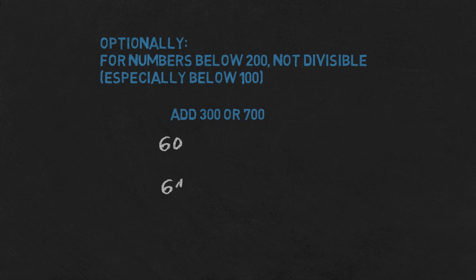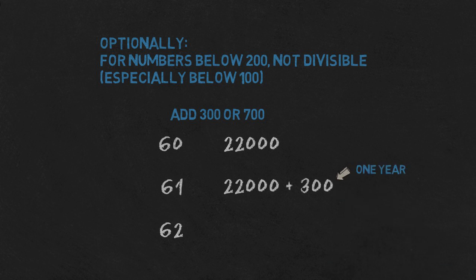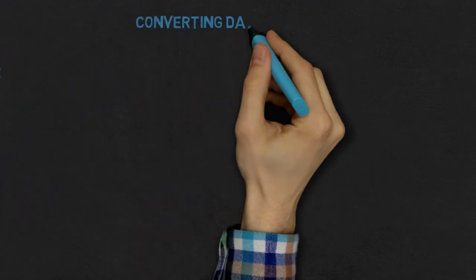Let's convert 60, 61 and 62 years to days. For 60, it's now simple for you. 60 by 3 is 20, increased by 1/10, so we get 22,000 days. For 61, not divisible by 3, we do it just as for 60, but at the end we add 300 for 1 year difference from 60. Likewise for 62, we do it just as for 60 again, but at the end we add 700 for 2 years difference from 60. Okay, so how do we do it the other way around, convert days to years?